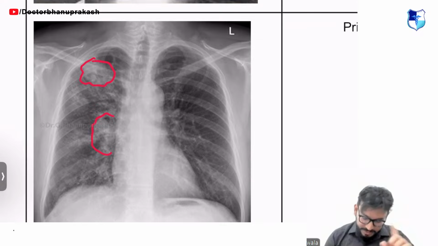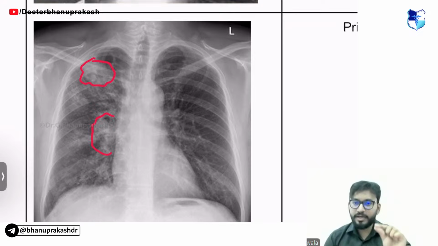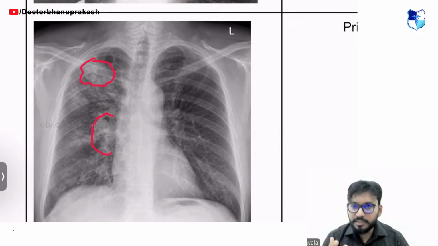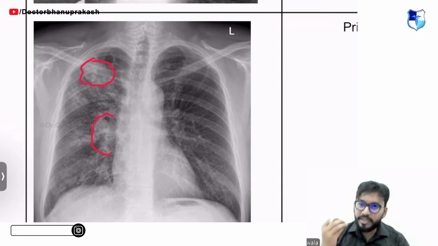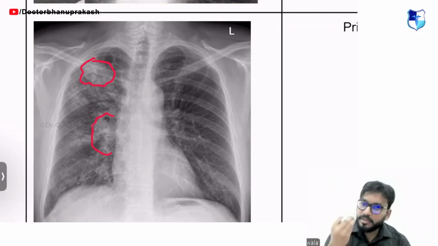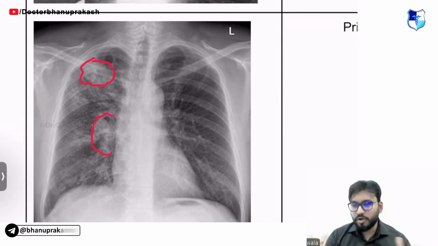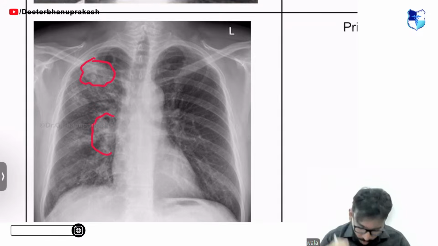No, this is not mets. This is an infection, I'm giving you a hint. This is a patient who has presented to you with fever since 1 month, dry cough, sometimes blood in sputum. There is unintentional weight loss over a period of 3 months. He has lost 10 kgs. He is cachexic. What do you think this is?